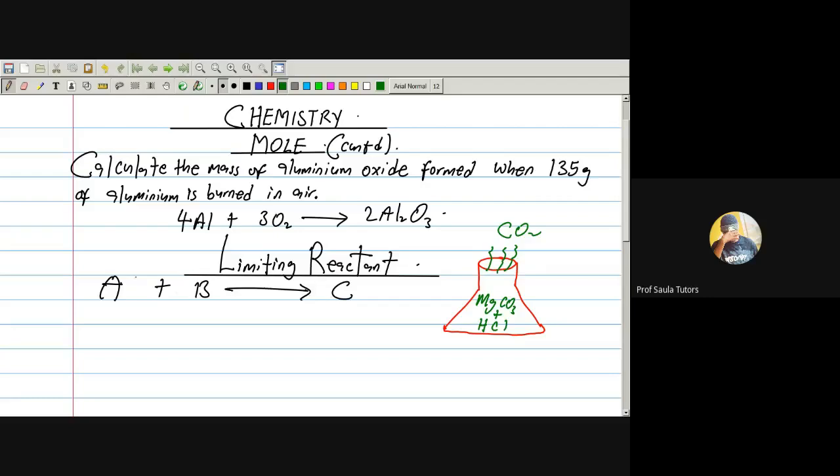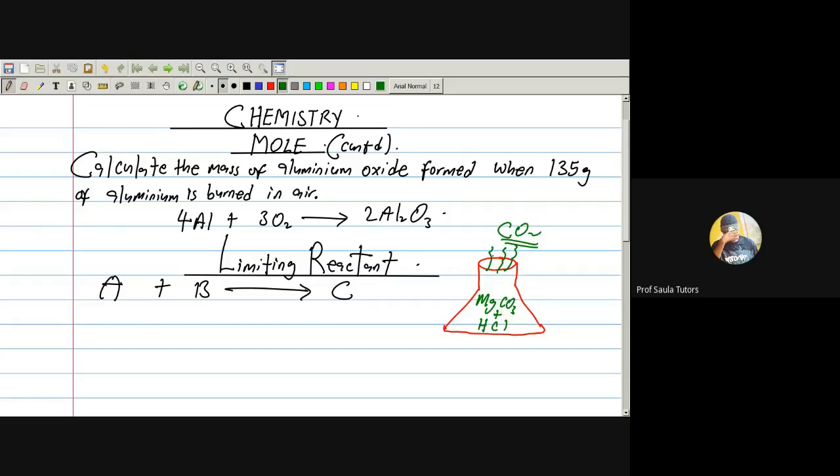Now, before we go into this equation, firstly, look at this conical flask. Let's take, for instance, that we have magnesium carbonate and hydrochloric acid inside this conical flask. When both of them react, you will observe what we call effervescence. What do I call it? Effervescence means evolution of gas. Are we together? Good. You will observe effervescence of this gas, CO2.